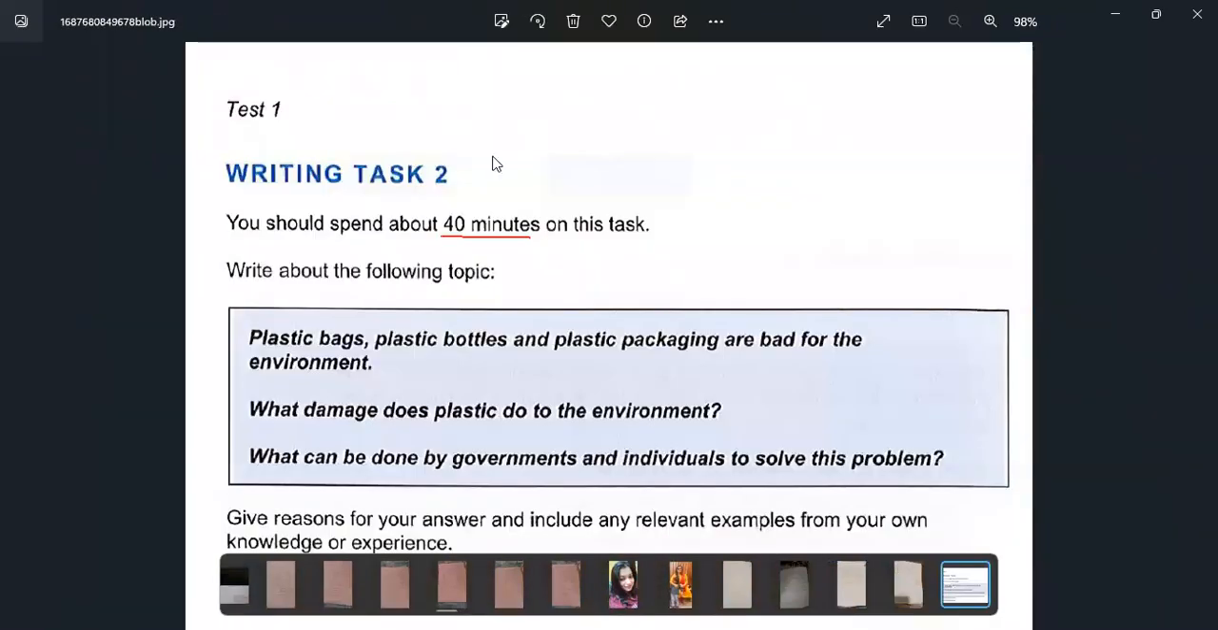So the first thing that you're doing is you're looking at the time. They've given you 40 minutes, right? Which basically means that the entire writing task 2 has to be completed in 40 minutes of time. Now, this is something which is very important, right? So we have to understand how exactly to segregate these 40 minutes, and we'll work on that.